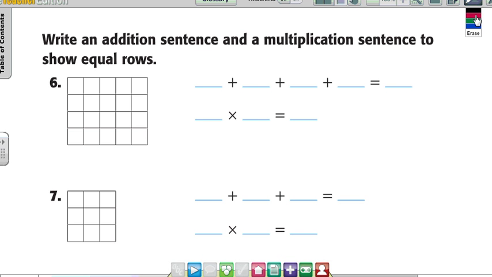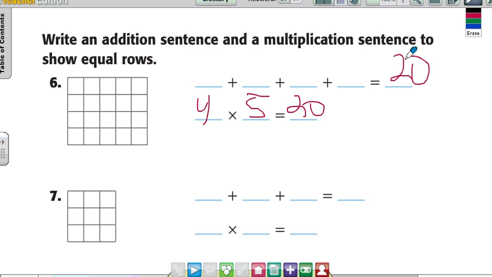Now it says, write an addition sentence and a multiplication sentence to show equal rows. All right, let's do the multiplication sentence because that's something that we did already. How many rows are there? 2, 3, 4. Great. 5? No, I want rows like this. Okay, so just 4. Okay, 4 rows. How many in each row? 5. Now we can do that. So can I count every square, or what's 4 times 5? 20. So my answer has to have 20, right?